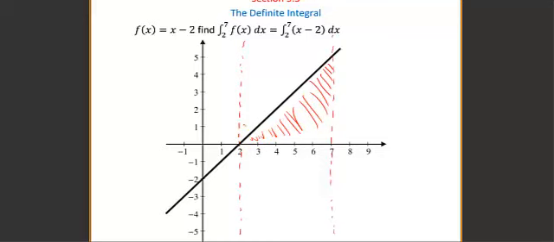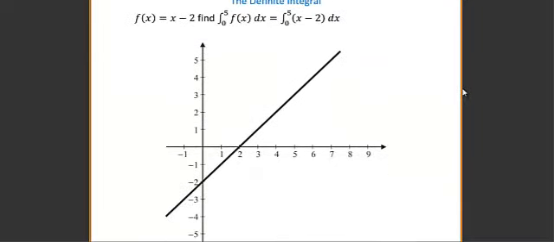So how much area is there? Well, the base of this right triangle is 7 minus 2, that's 5. And since this is at a 45-degree angle, the height is also 5. Remember that the area of a triangle is 1/2 base times height. So that would be 1/2 times 5 times 5, which would be 25 halves. So this integral from 2 to 7 of x minus 2 dx is going to be 25 halves.